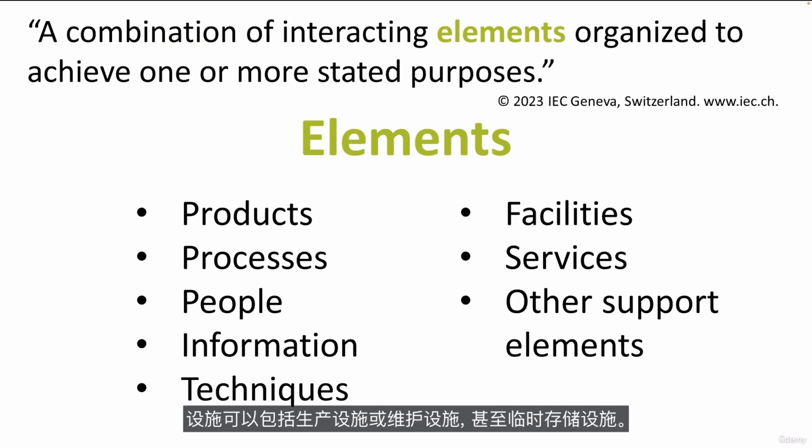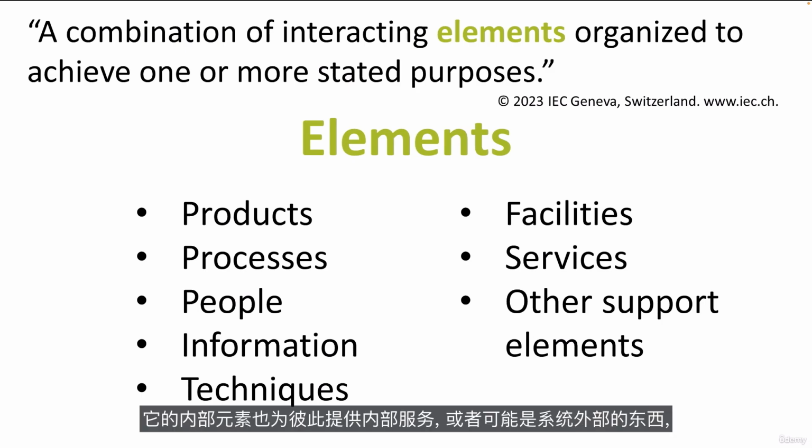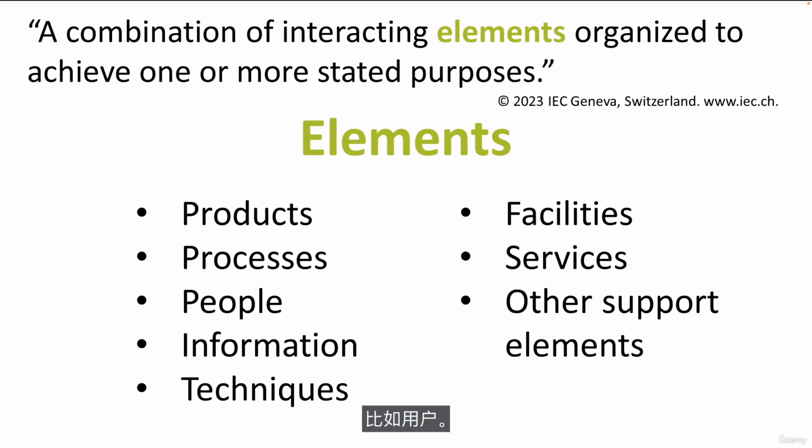Facilities can include production facilities, or maintenance facilities, or even temporary storage facilities. These facilities are considered a part of our system elements. As you can tell, there's a lot more to a system than just the actual system itself. One of the most important things to consider is that the system provides services. Its internal elements also provide internal services for each other, or perhaps something outside of the system, like the user.